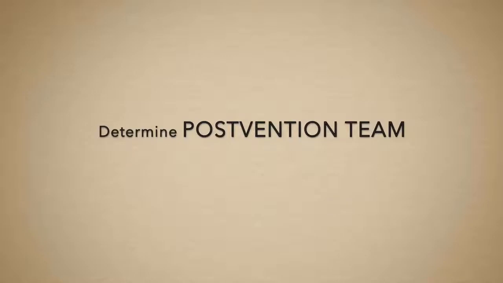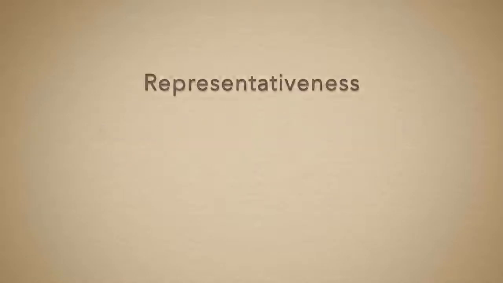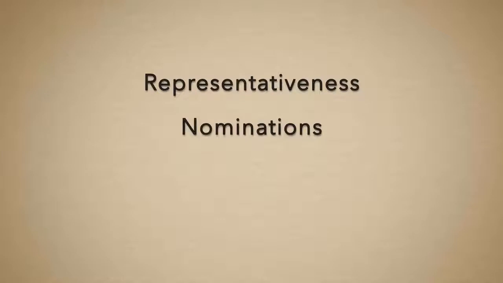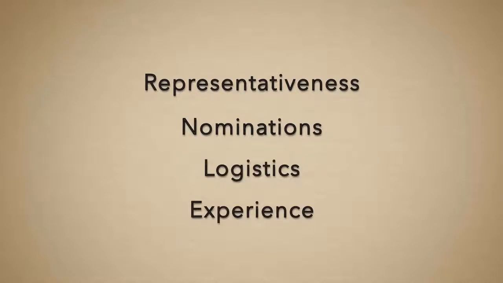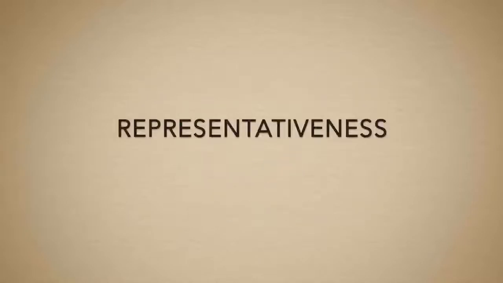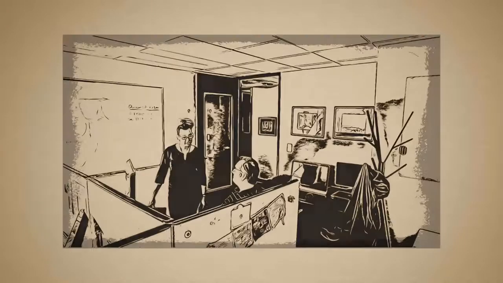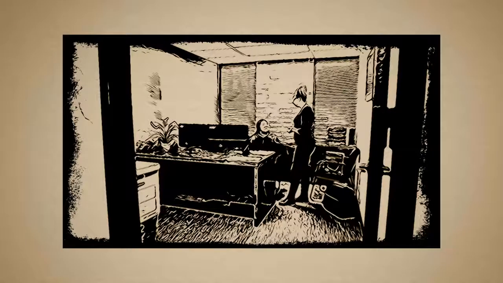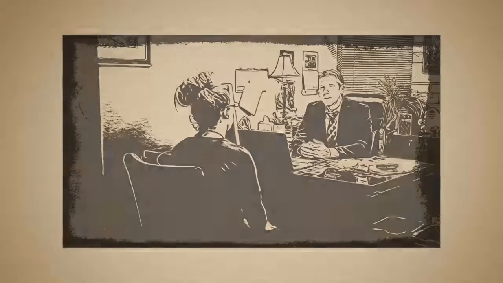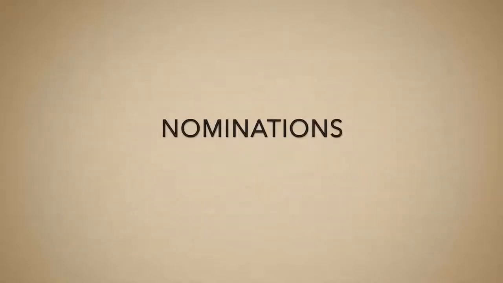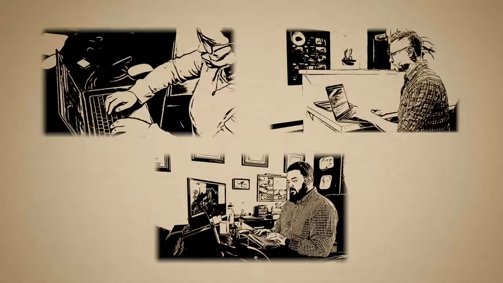After consulting with key stakeholders and existing resources, the next step is to determine who will serve on your suicide postvention team. Representativeness, nominations, logistics, and experience are 4 suggestions to consider when building team members. Representativeness. Ensure that you include employees from different work groups, positions, and backgrounds. Nominations. Ask employees to nominate trusting and supporting colleagues that they would feel comfortable leaning on during challenging times.